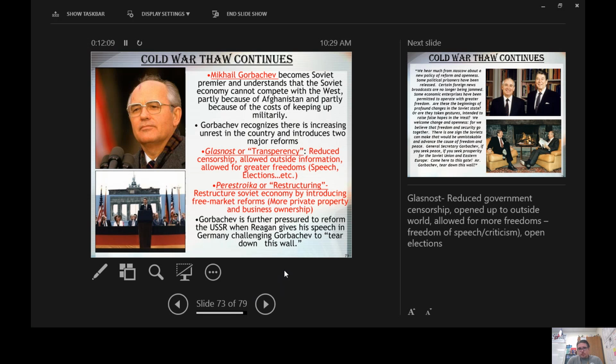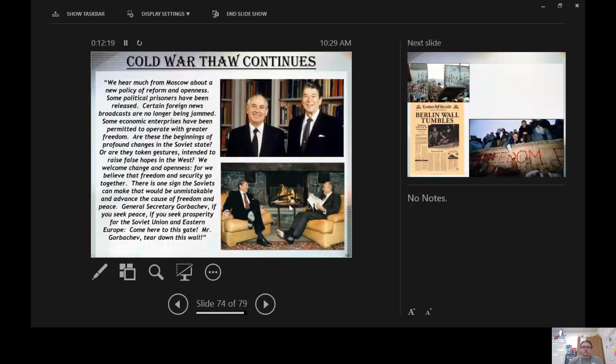Gorbachev was further pressured to reform the USSR when Reagan gave his speech in Germany, challenging Gorbachev to tear down this wall. Here's an excerpt of the speech. It's a pretty good one.